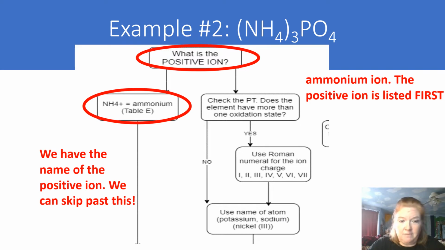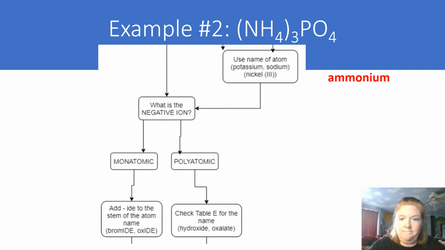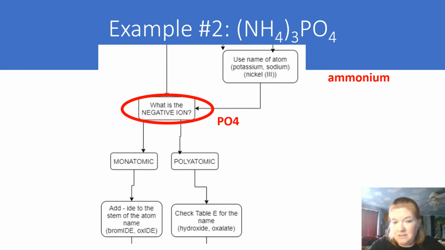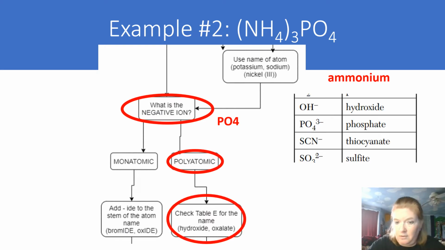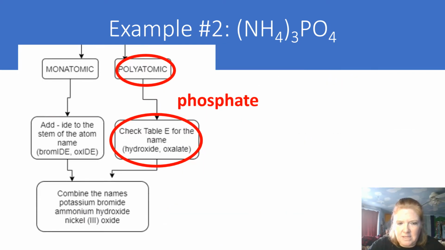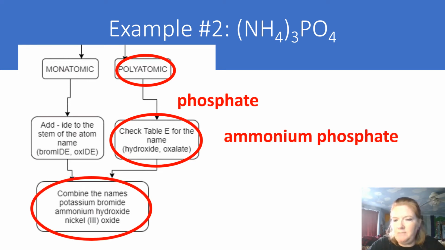So we already have the name of the positive ion, so we can skip past all of this. We know ammonium is our positive ion. So what's the negative ion? That's the step we're on now. Well, it's PO4. That's what's left. That's polyatomic, which means we need to check table E. When we look for PO4, we can see its name is phosphate. So we have phosphate as the name of the negative polyatomic ion. Now we combine the names. So ammonium phosphate is the name of NH4 in parentheses because I need 3 of them. That's what that 3 means. And then PO4, phosphate, ammonium phosphate.